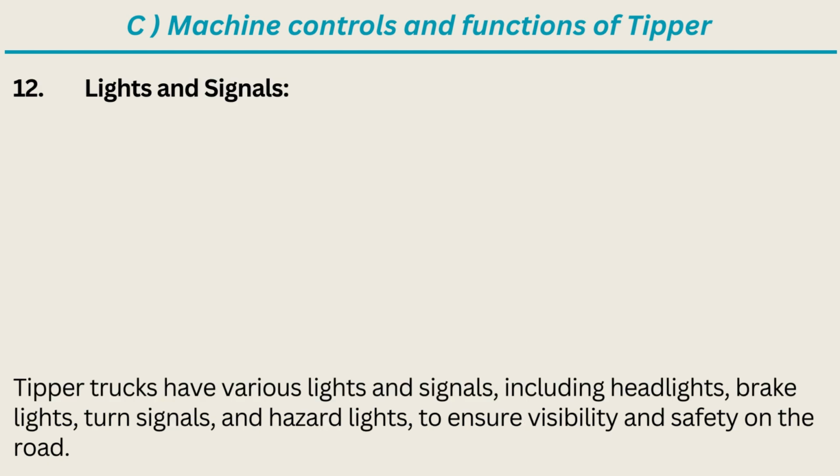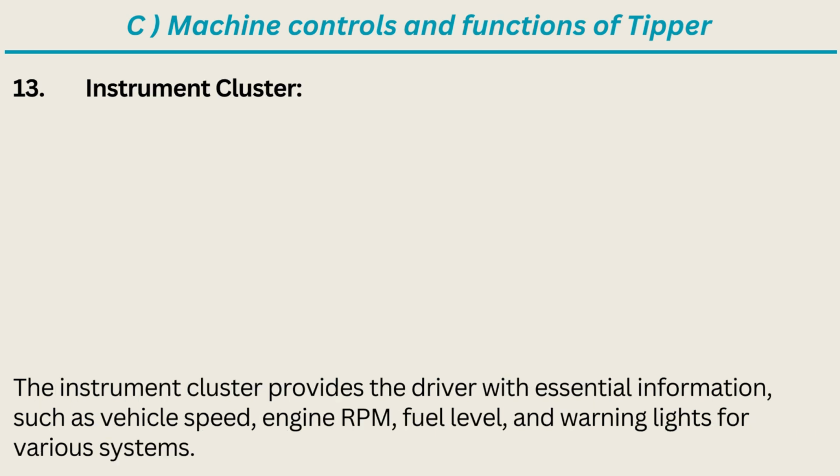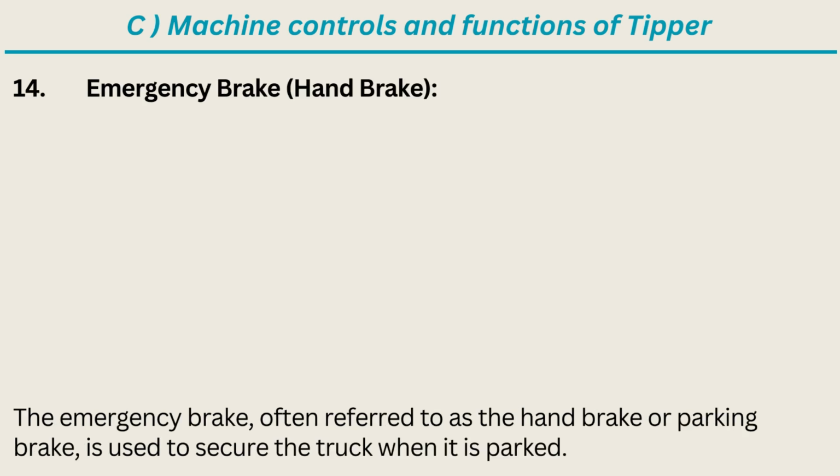12. Lights and signals. Tipper trucks have various lights and signals, including headlights, brake lights, turn signals, and hazard lights, to ensure visibility and safety on the road. 13. Instrument cluster. The instrument cluster provides the driver with essential information, such as vehicle speed, engine RPM, fuel level, and warning lights for various systems.